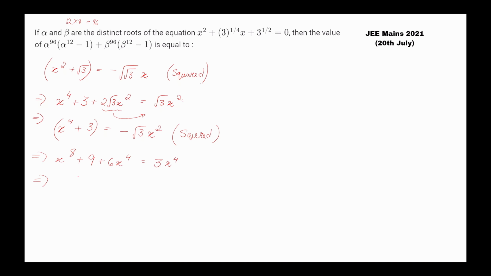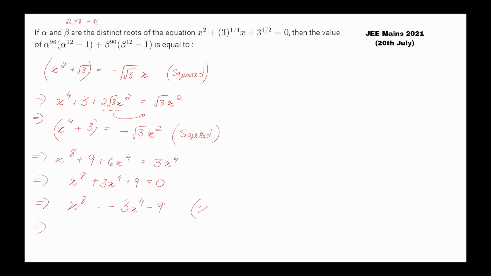Now if I look at this entire equation carefully, what do I have? x to the power 8 plus 3x to the power 4 plus 9 is equals to 0. This is the equation that I'm getting, right? So now what I can do is I can put my x to the power 8 as minus of 3x to the power 4 minus 9. Now what I'll do is I'll multiply x to the power 4 on both sides and let's see what I get.